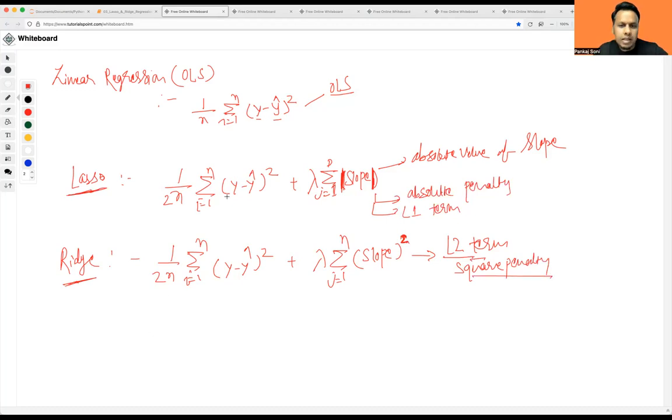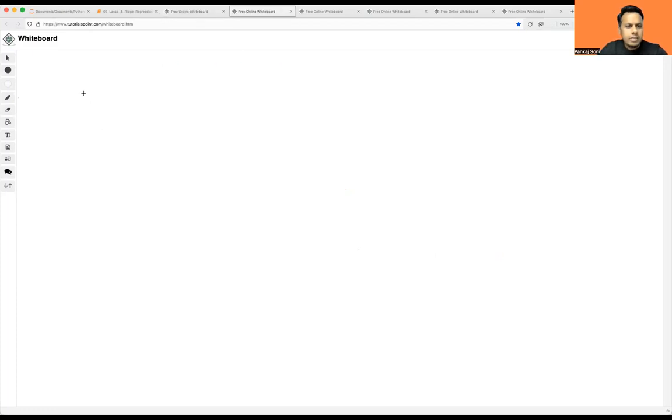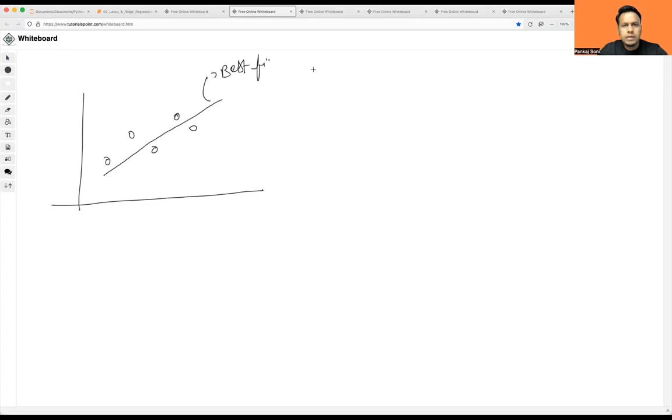Okay, so this is the mathematical formula behind it, and now let's see how it works basically. So I'm going to take another whiteboard here, and let's say you have data something like this. There's one data point here, one here, one here, something like this. Okay, and assume that you have the best fit line like this. This is another data point, and you got the best fit like this. Let me write best fit line.